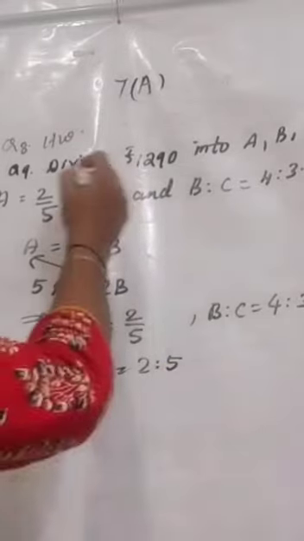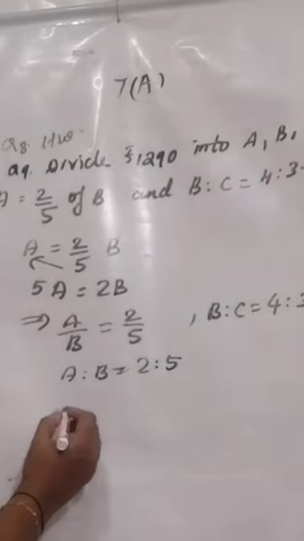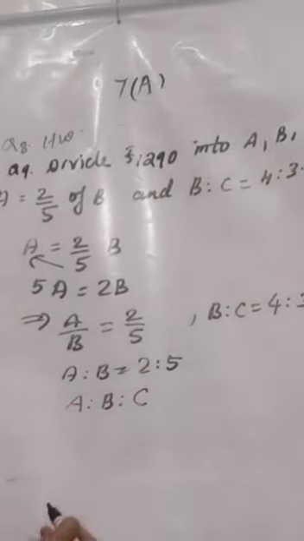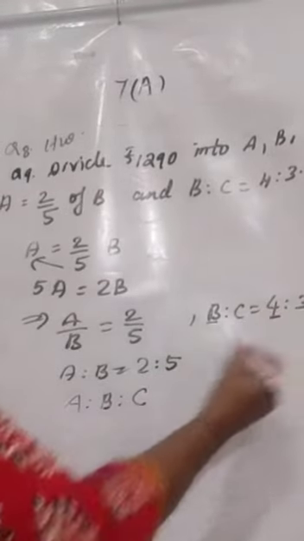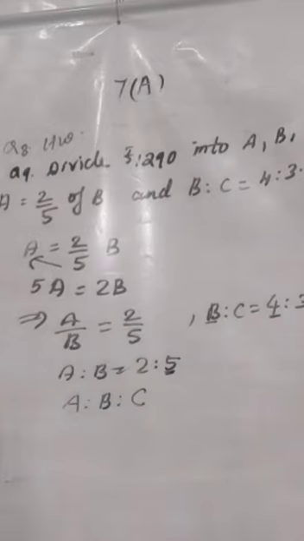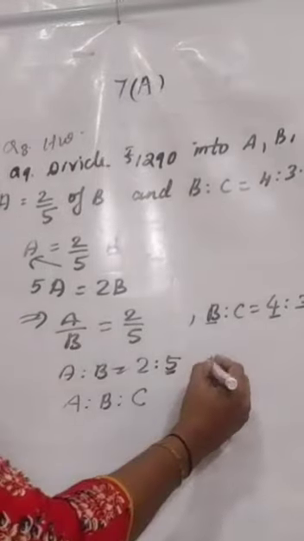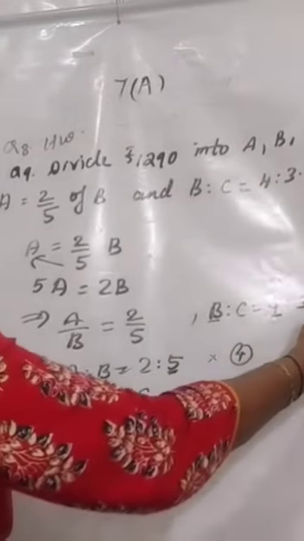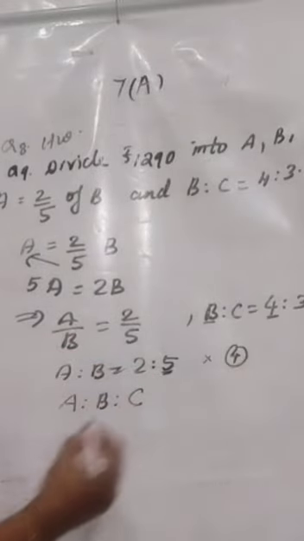We have to divide this number in the ratio A is to B is to C. So we need the ratio A is to B is to C. How can we find the ratio A is to B is to C? Look at this B values here. One is 4 and other is 5. Not same. So we have to multiply each term of this ratio by 4 and each term of this ratio by 5 to get the B value same.